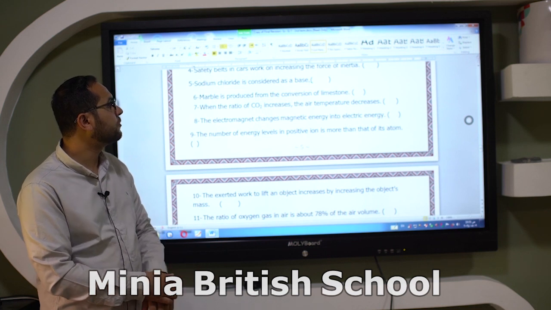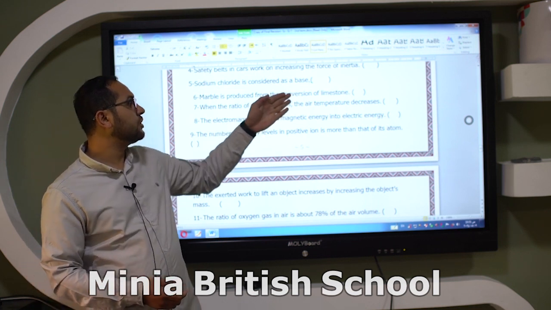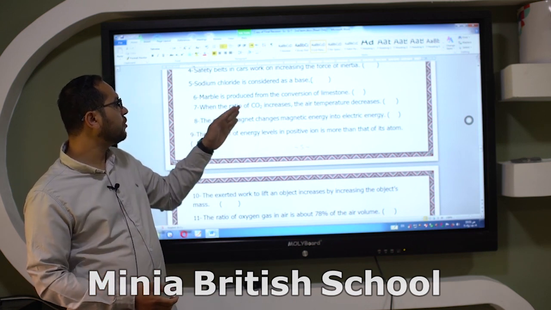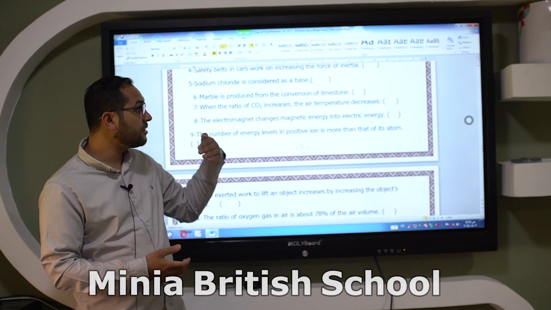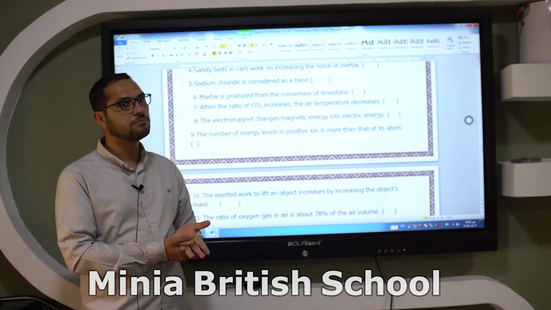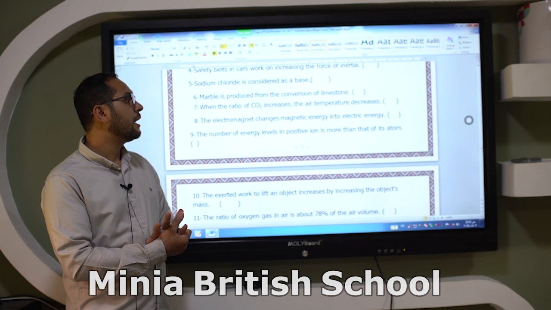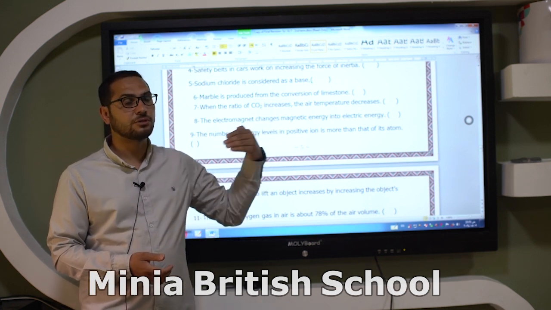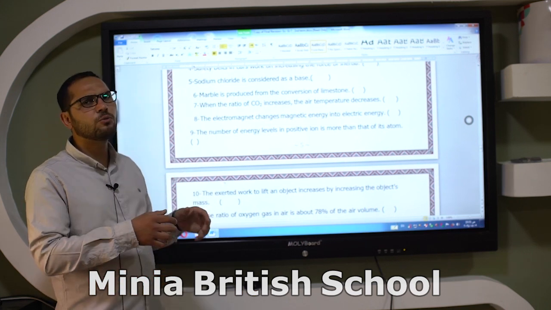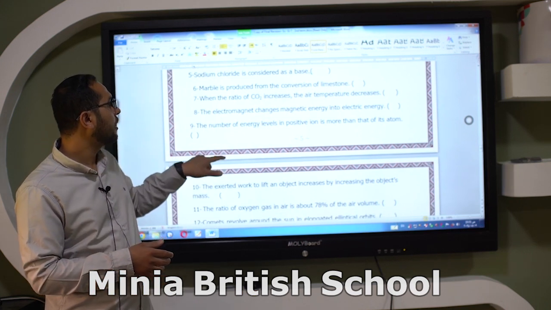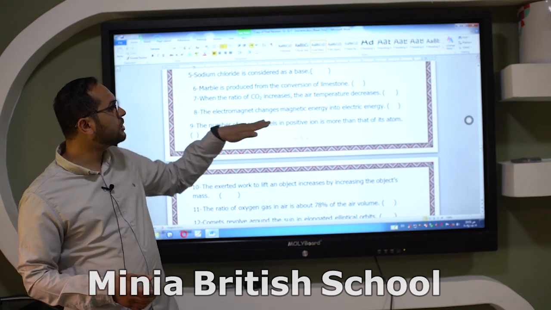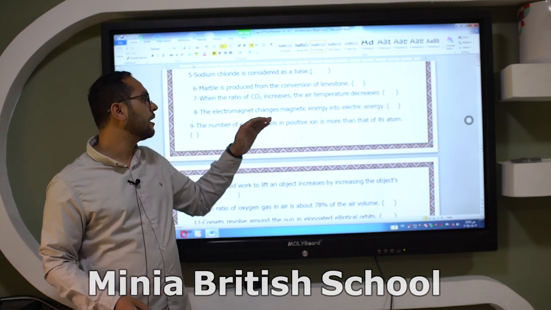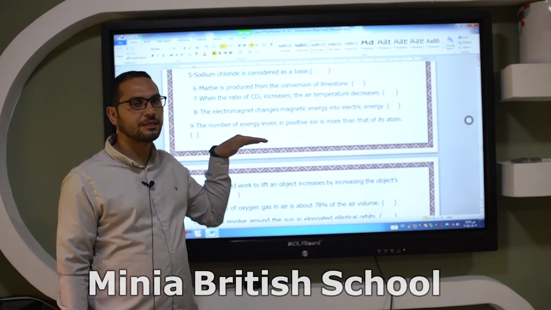Marble is produced from the conversion of limestone. This is correct. When the ratio of CO2, carbon dioxide, increases, the air temperature decreases? No, it will increase, and this leads to the phenomenon called the greenhouse effect or global warming. The electromagnet changes magnetic energy into electric energy? No, this is the opposite. It changes electric energy into magnetic energy.